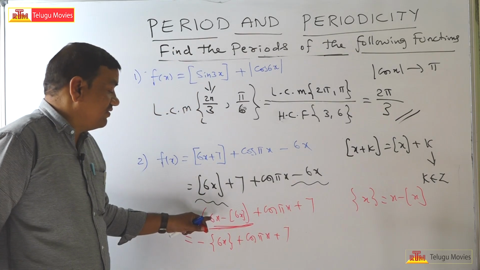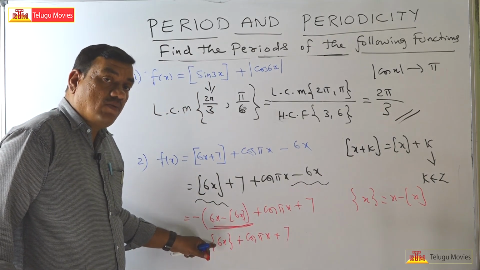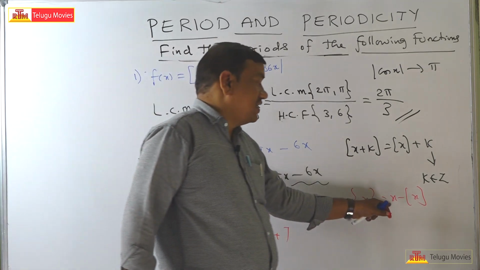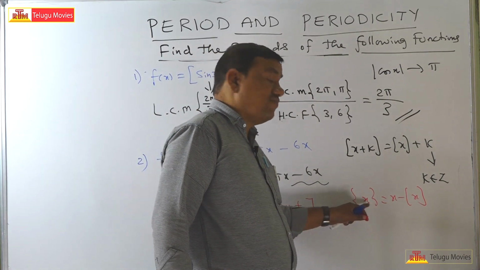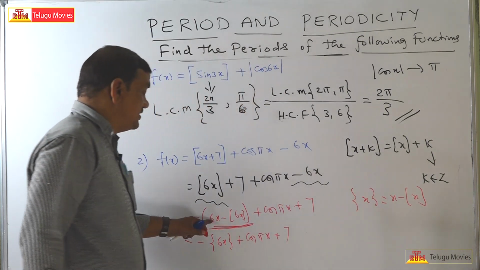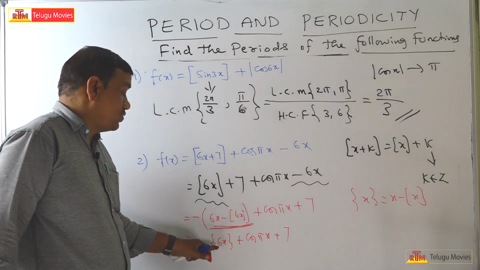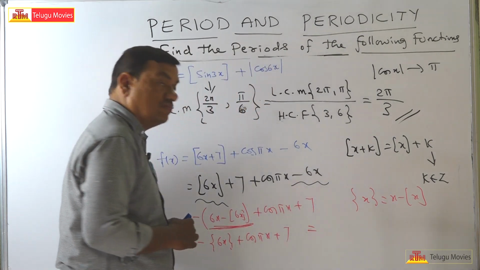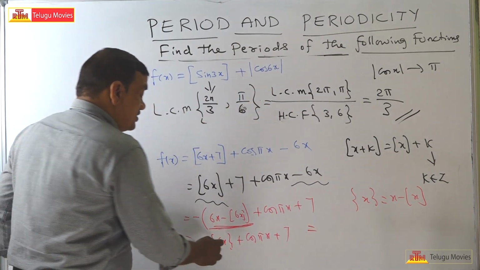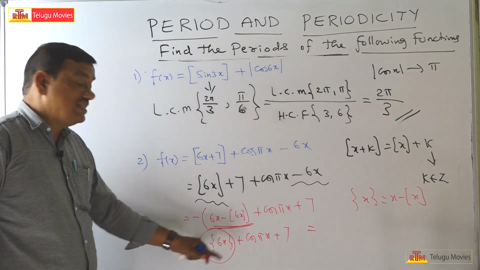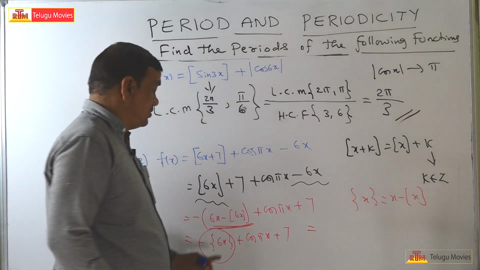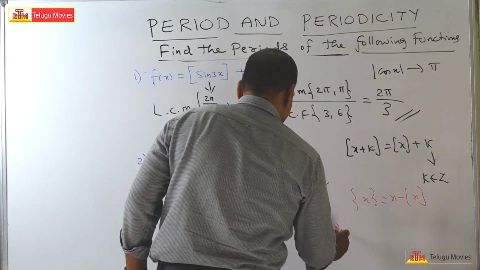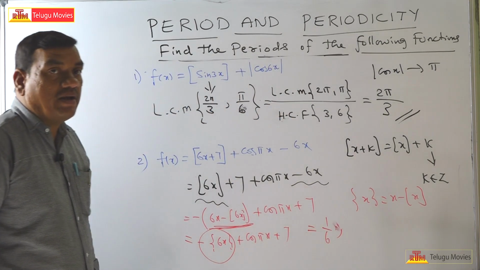That is the fundamental definition. The fractional part of 6x is equal to 6x minus step of 6x, just as x minus step of x is the fractional part of x. So what is the period of this function? The period of the fractional part of 6x is 1 by 6. Then we take the LCM of 1 by 6 and the period of cos pi x.